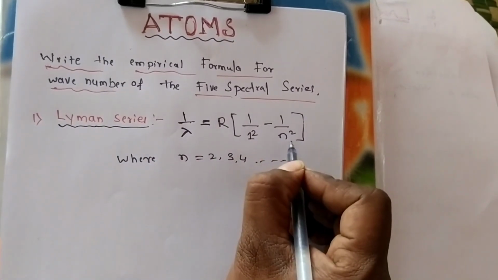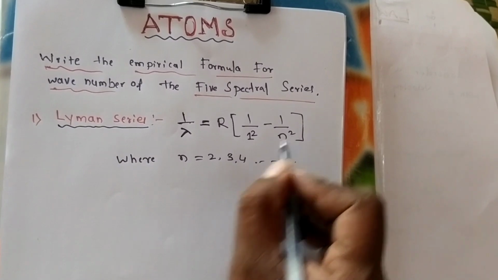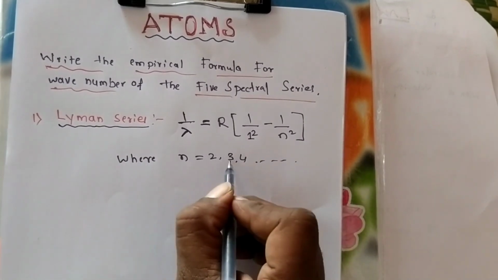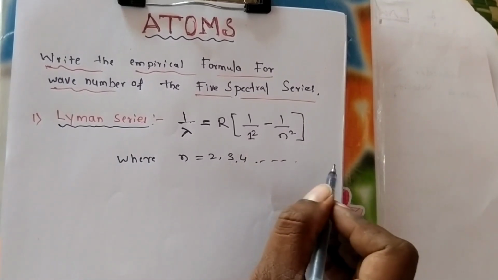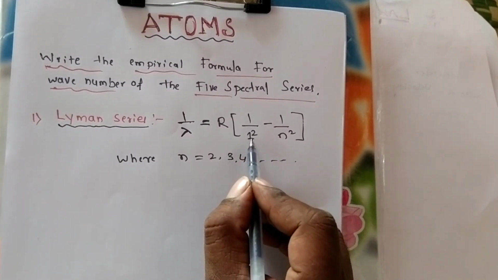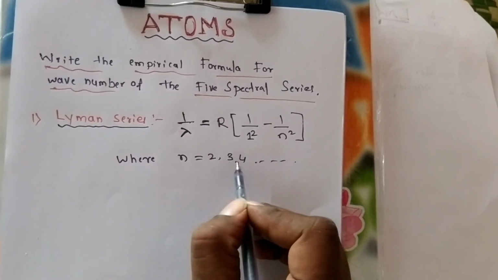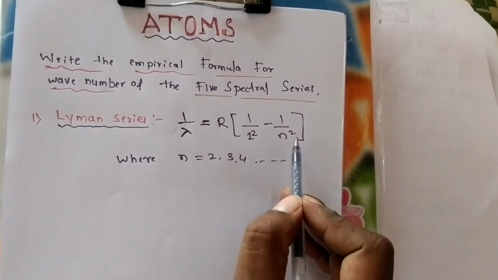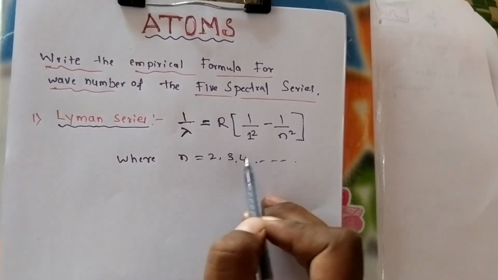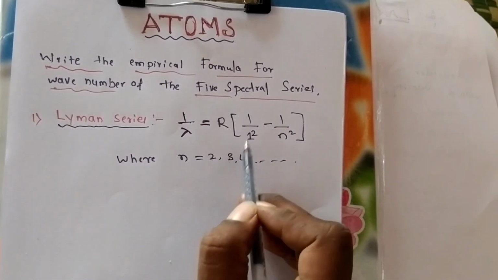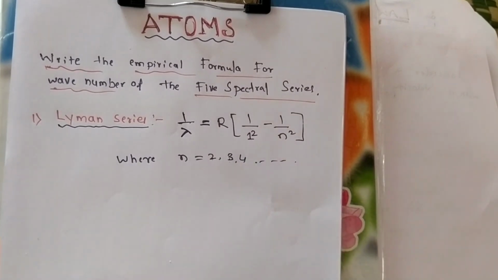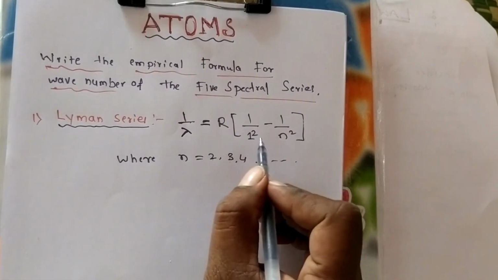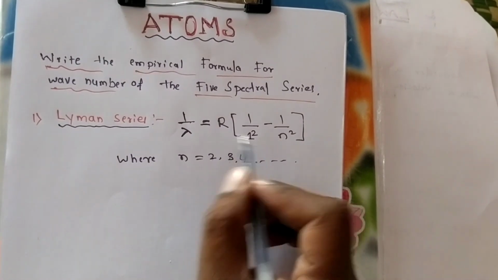Minus 1 divided by n2 square, in the place of n2, n is there. n means 2, 3, 4. This one is the first state and these are the excited states. Here the electron jumps from a higher orbit to the first orbit: fourth to first, third to first, second to first. When an electron jumps from a higher orbit to the first orbit, that series we call the Lyman series. You already know that. This is the empirical formula for the Lyman series.